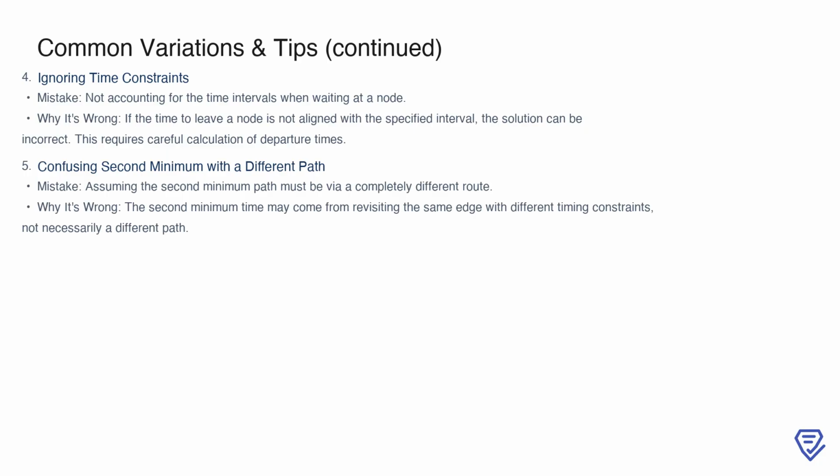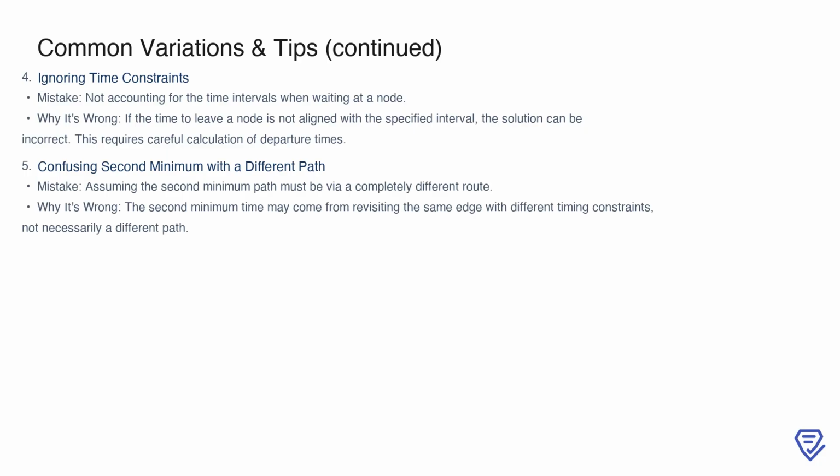Another key consideration is accounting for time constraints. A common mistake is not properly handling the waiting times at nodes. If the departure time from a node does not align with the specified interval, your solution could be incorrect, so it's crucial to calculate departure times carefully.